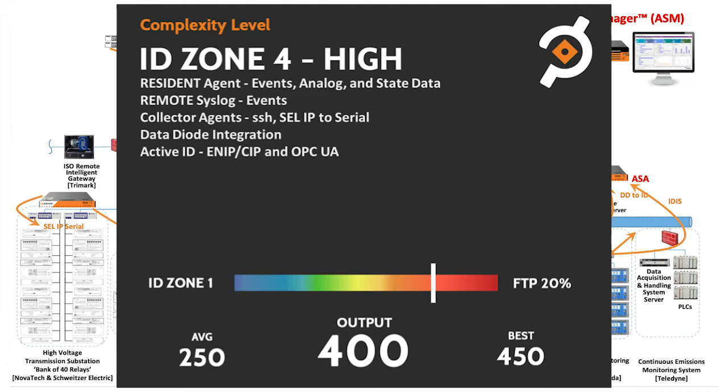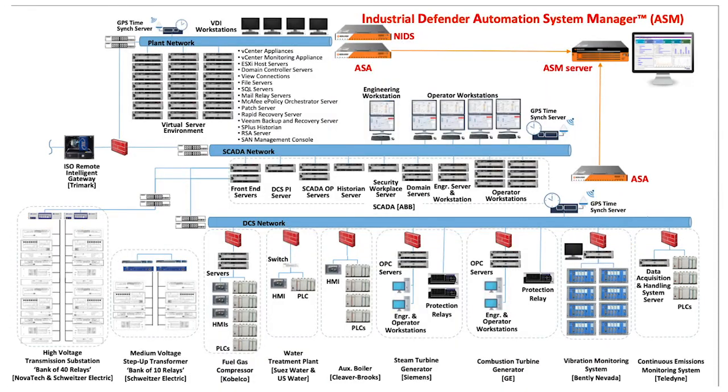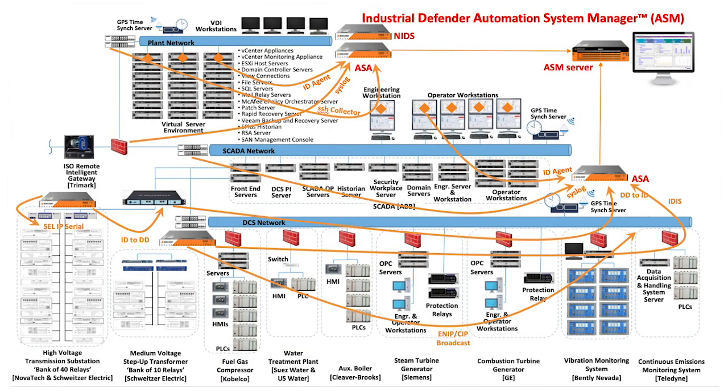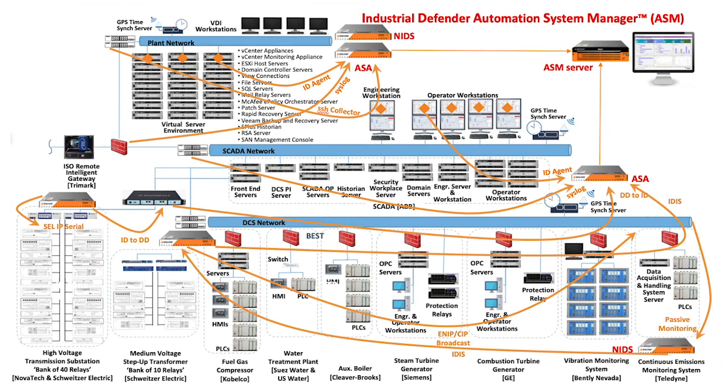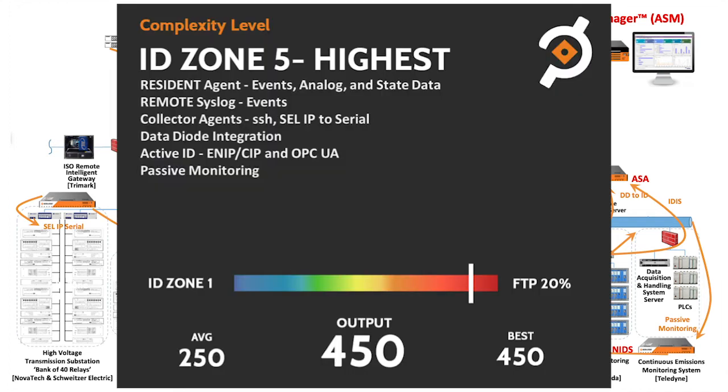But Jeremy, what happens if the protocol doesn't support active ID? It's no problem, George. Industrial Defender supports passive monitoring of other protocols, such as Siemens S7, Profinet, Modbus, BACnet, or DNP3, or any other protocols that do not support active ID. Industrial Defender considers this complexity level highest, or ID Zone 5.